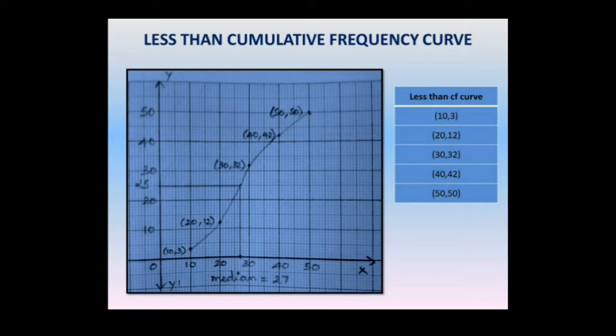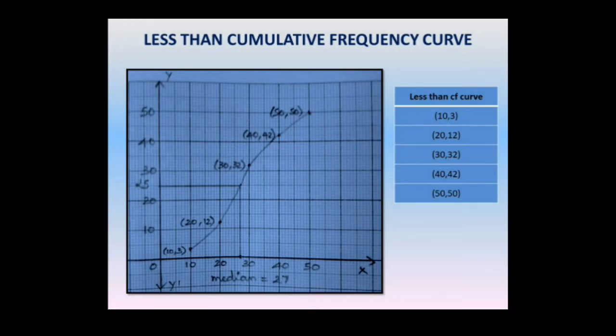Next we are going to find the median using the more than cumulative frequency curve. Again we are going to take the limits on the x-axis and the cumulative frequency on the y-axis using the same scale. Now we are going to plot the points (0, 50), (10, 47), (20, 38), (30, 18) and (40, 8). When you join all the points, you will get a smooth curve.